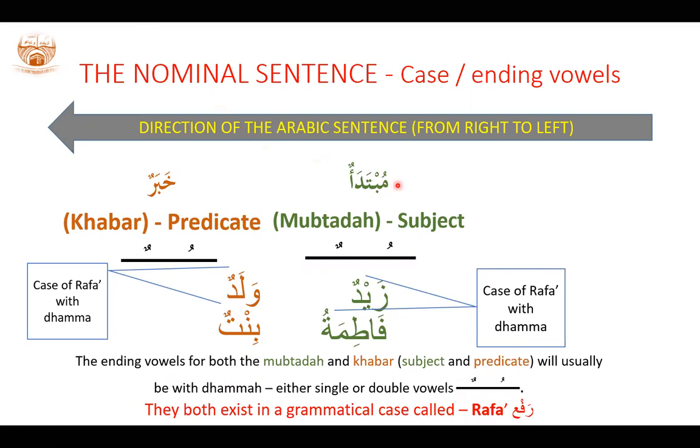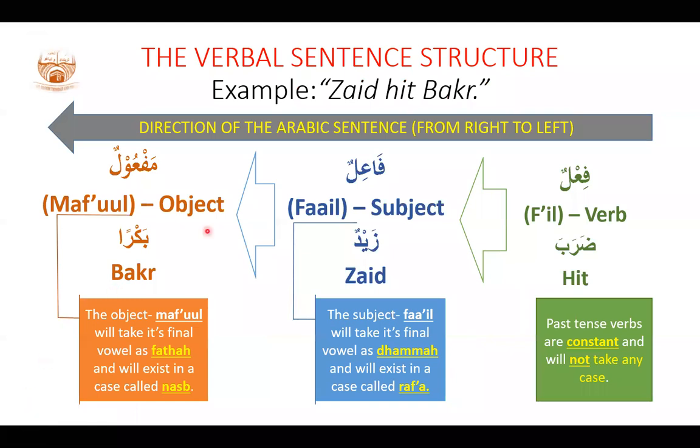So this is the basic structure of the nominal sentence. The sentence has, from right to left, mubtada and khabar, both existing in the case of rafa. All right, so moving on. We went into the verbal sentences as well, and we did all the different agreement. One thing we mentioned with respect to the nominal sentence is that there will be agreement between the subject and the predicate as regarding number and gender. All right. So here we are at verbal sentences.